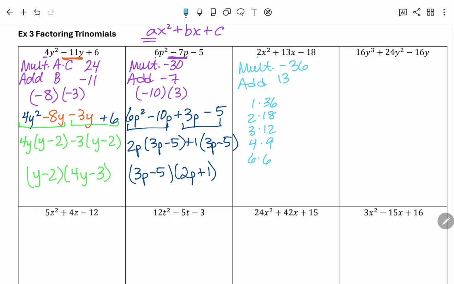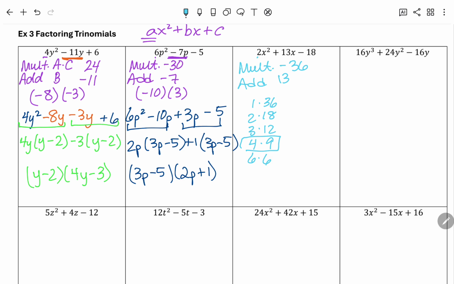And now that I have those, I'm asking myself, could I combine those in any way to get to 13? So I might think like, oh, this one looks promising, right? Now let's worry about the signs. They need to be opposite signs to give me a negative product. So either negative 4 times 9 or positive 4 times negative 9. But notice that neither of those is going to add up to give me 13. And nothing else on this list works.